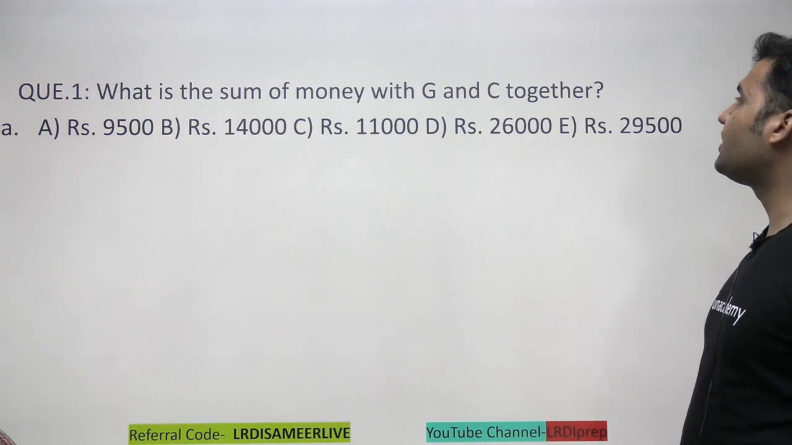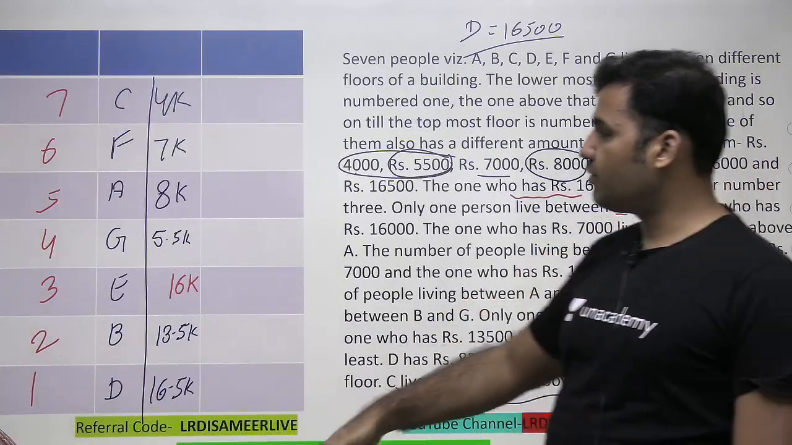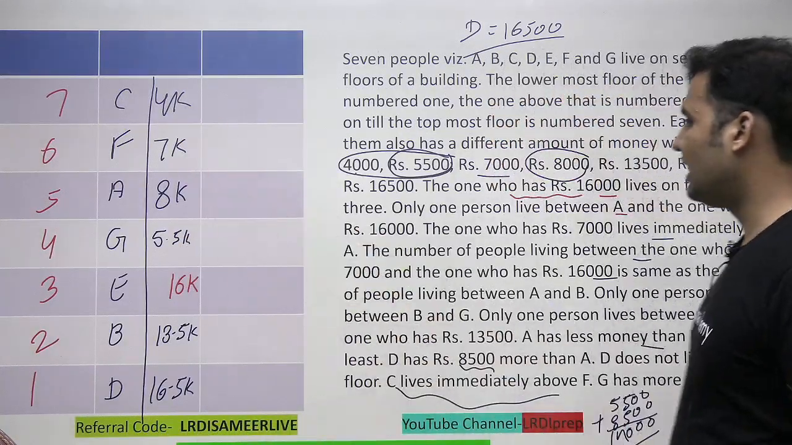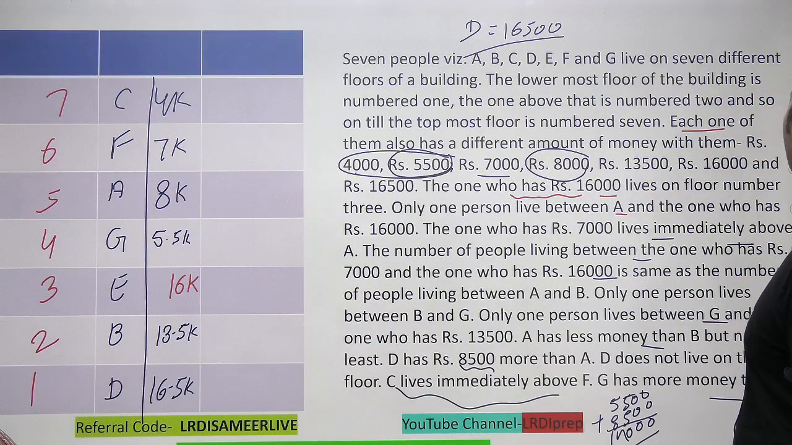With the sum of money with G and C together, it's 9,500.